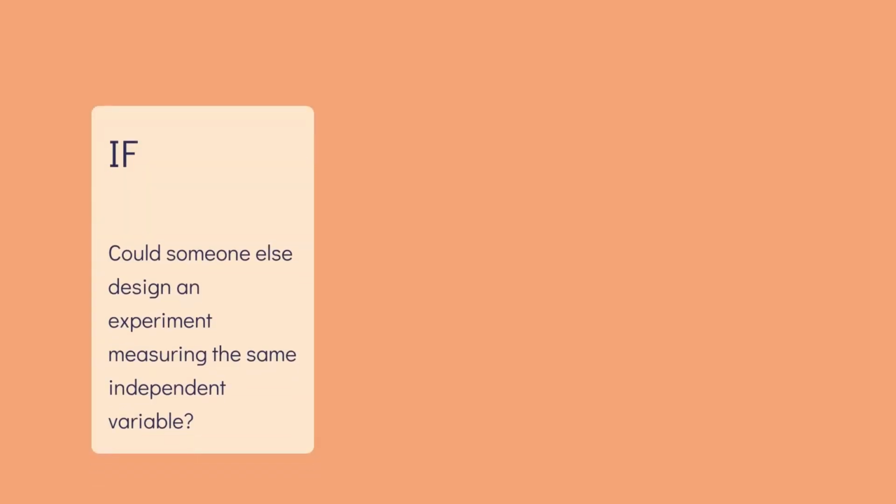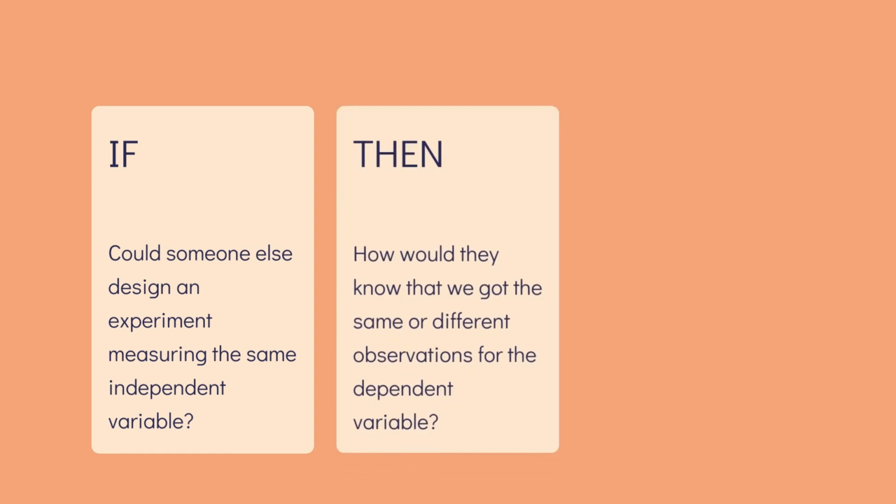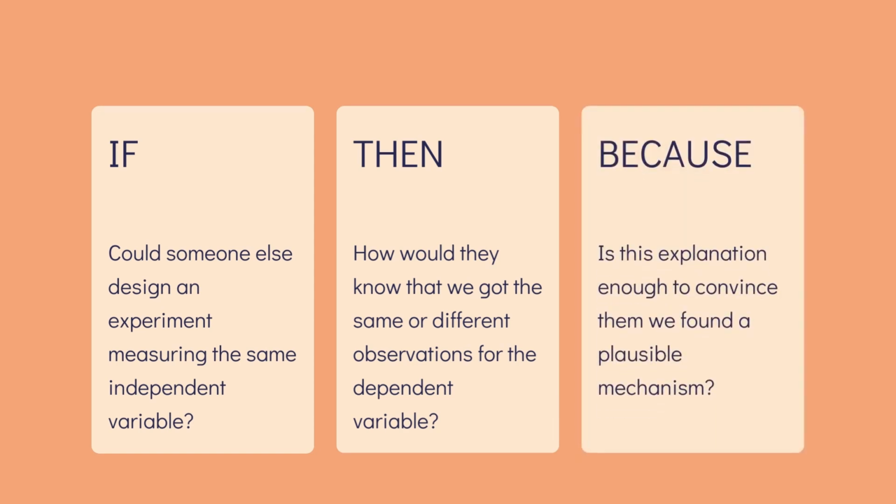Now look at each portion of your hypothesis and ask, is this precise enough that someone else could design an experiment measuring the same independent variable? How would they know that we got the same or different observations for the dependent variable? Is this explanation enough to convince them we found a plausible mechanism? With this in mind, pause the video once more and try rewriting your hypothesis. Was there substantial improvement? Can you make it even more specific? When you think your hypothesis is good to go, hit play.